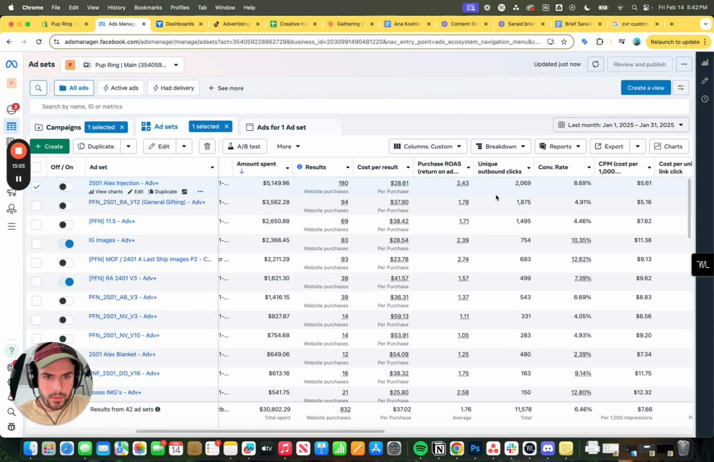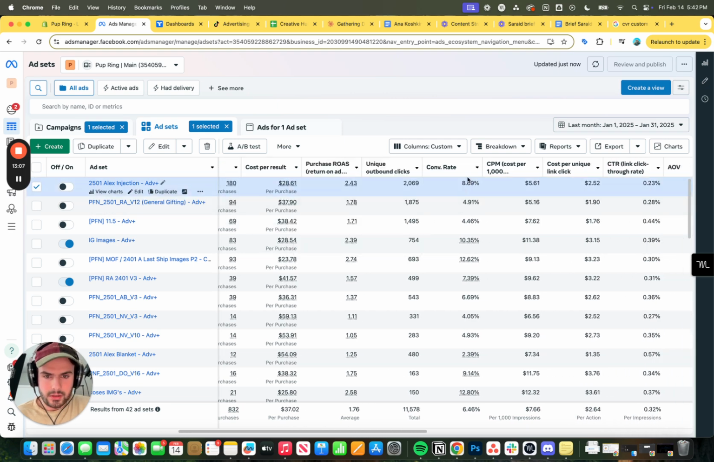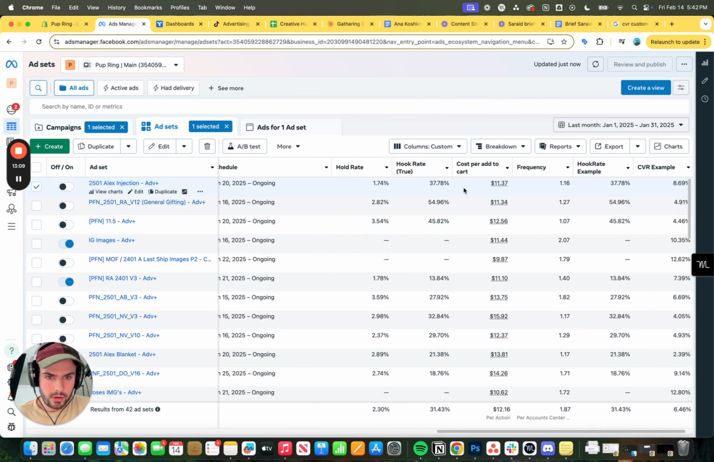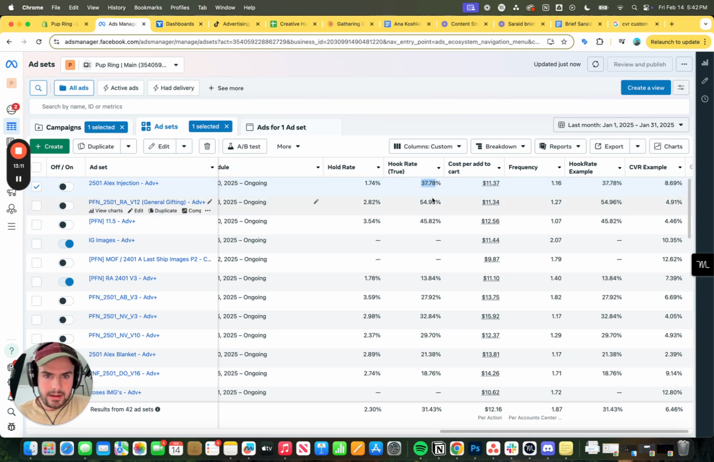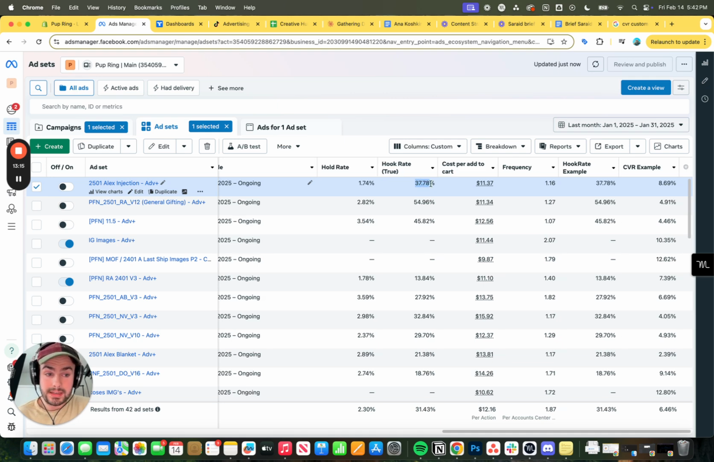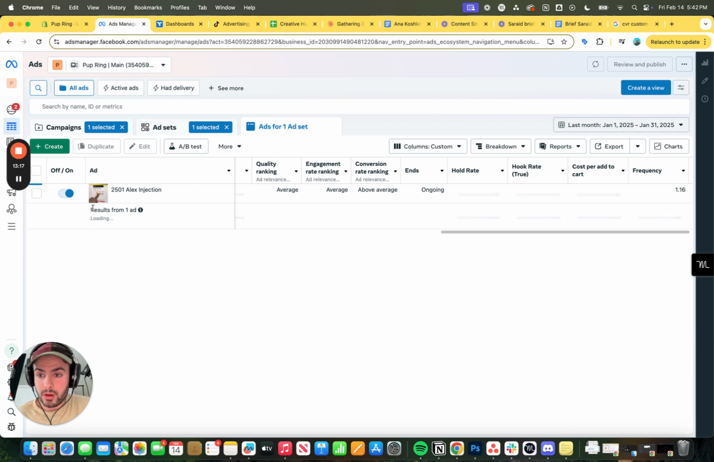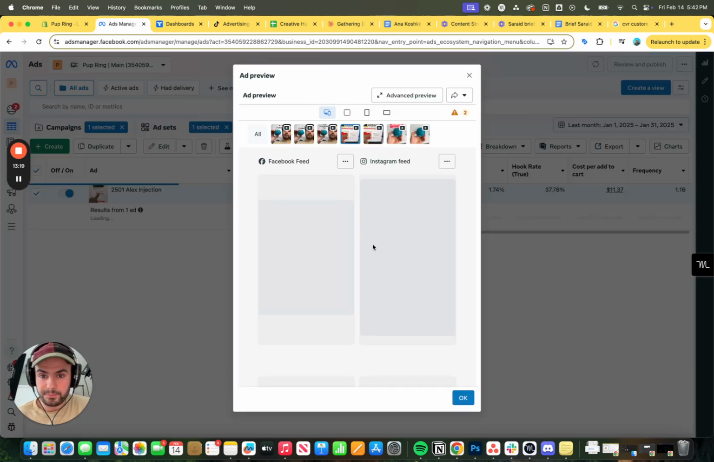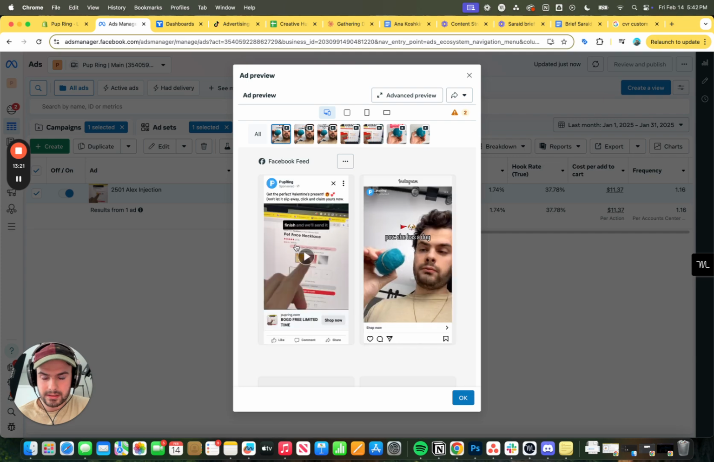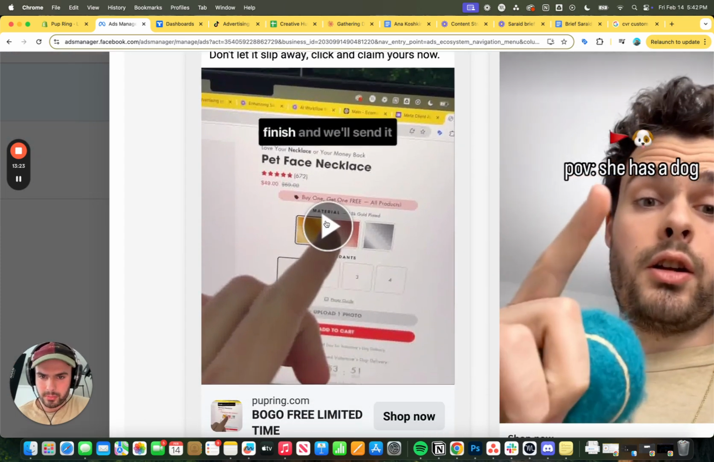Now, again, what I want to touch also on is the other metrics we talked about. For example, the hook rate. So if you look here, this had not the highest hook rate out of these here, but it had a pretty decent hook rate. And if we go and take a look at this creative, I want to kind of break it up a little bit.